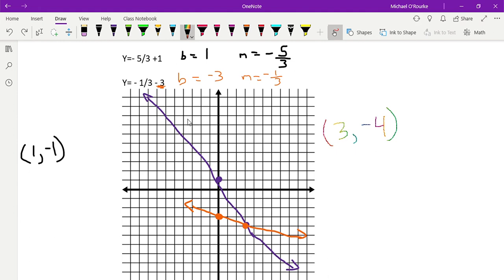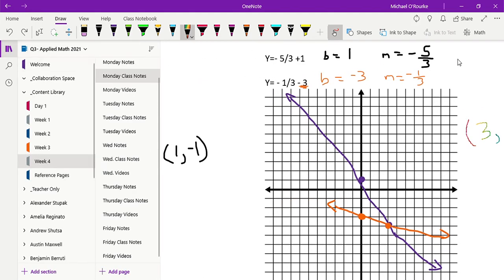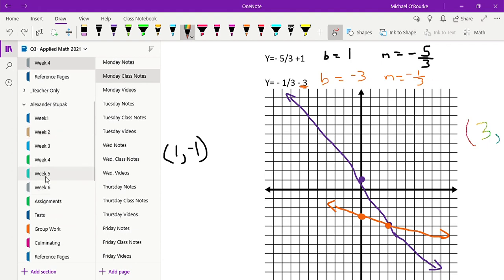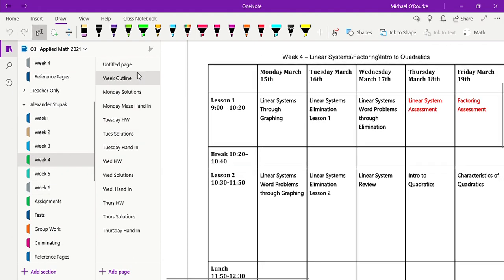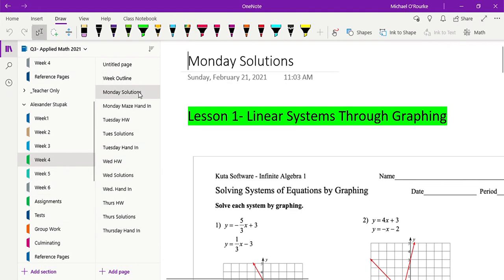Does everyone remember how to do this? How to graph a line? If you don't, I'll keep going over it with you. If not, that's the lesson. One second. Your homework here, I'll look in on the homework.